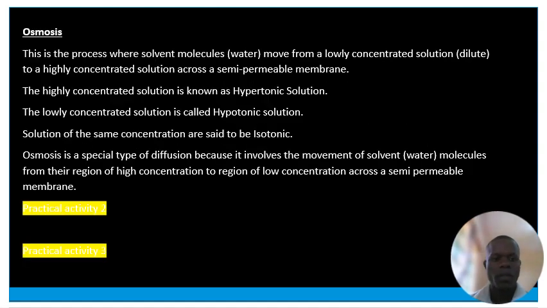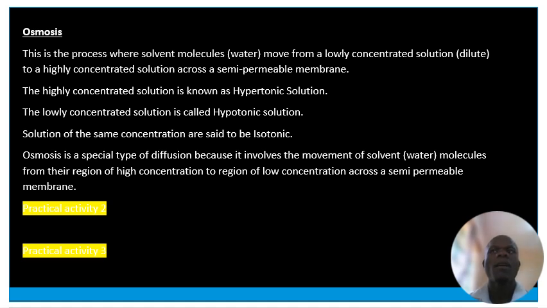Then we have osmosis. Now we have talked about the physiological processes: diffusion, osmosis, and active transport. Active transport is the process by which particles move from a region of low concentration to a region of higher concentration, and we have listed some of the factors that affect diffusion.